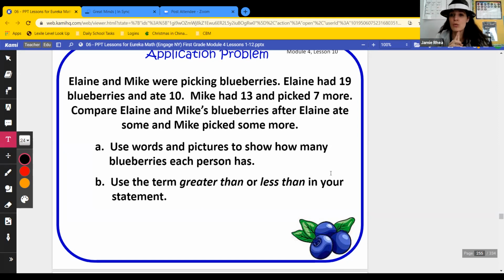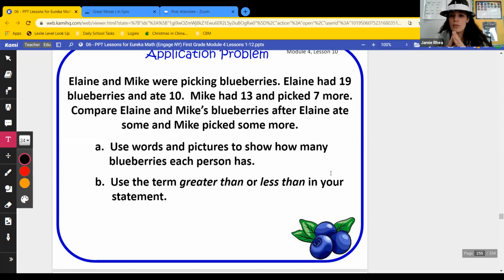So here we go. Read with me, even if you don't know the words, read with me. Elaine and Mike were picking blueberries. Elaine had 19 blueberries and ate 10. Mike had 13 and picked 7 more. Compare Elaine's blueberries after Elaine ate some and Mike picked some. A, use words and pictures to show how many blueberries each person has. And B, use the term greater than or less than in our statement, okay?